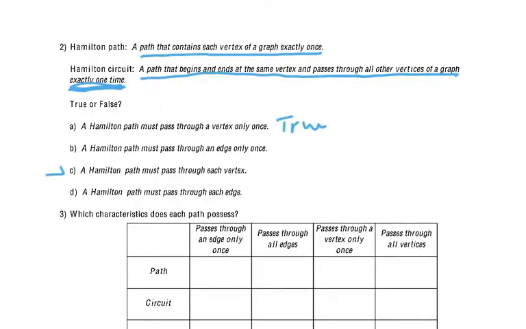I'm going to skip to C. It says a Hamilton path must pass through each vertex. That is true. D, a Hamilton path must pass through each edge. That is false. Unlike a Euler path, a Hamilton path, you do not have to pass through every edge. However, based on the nature of going to each vertex only once, a Hamilton path must pass through an edge only once. That must be true.